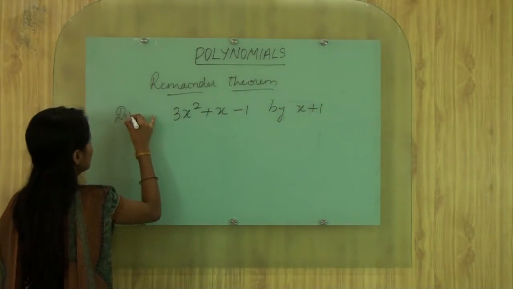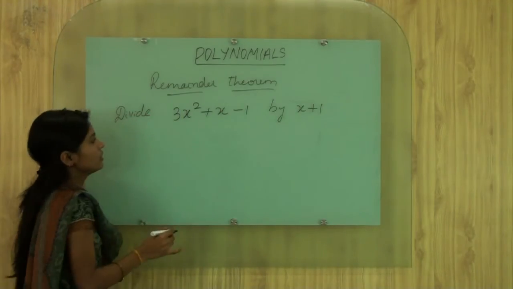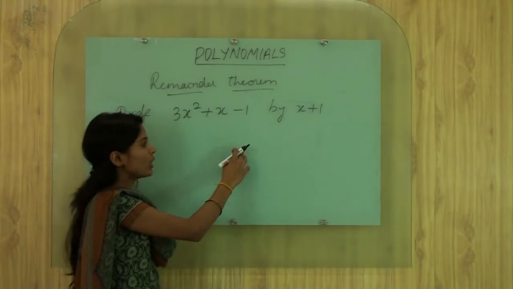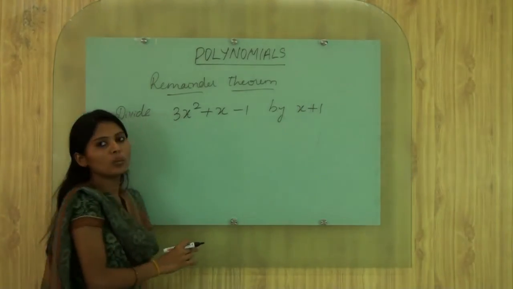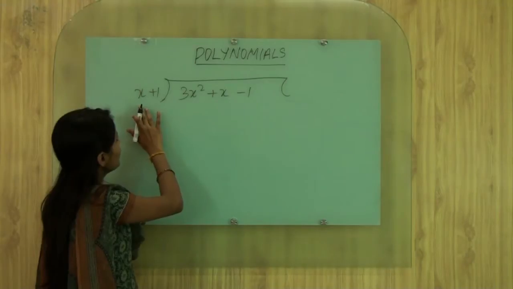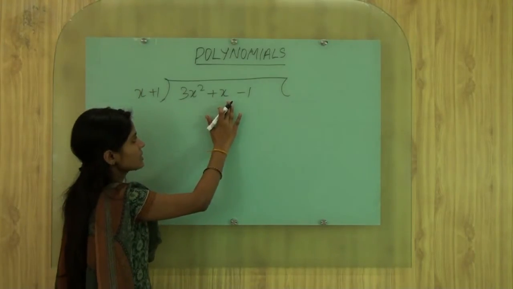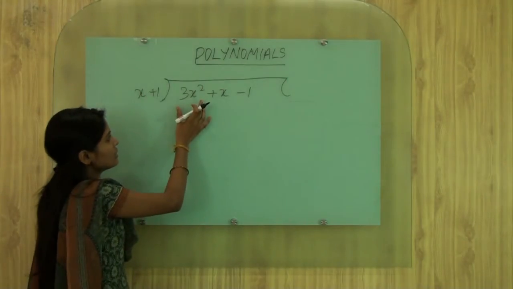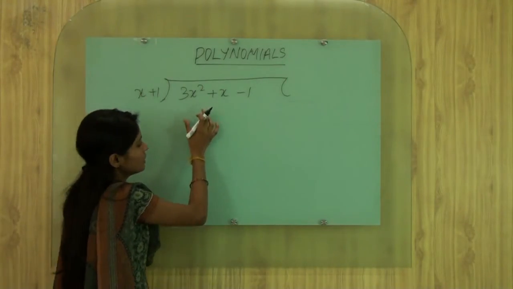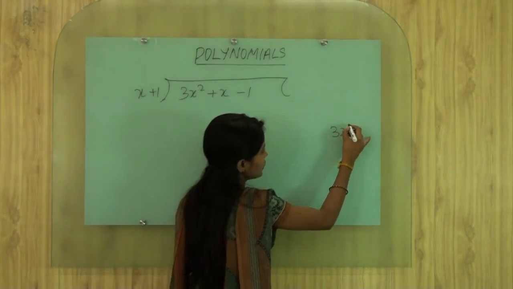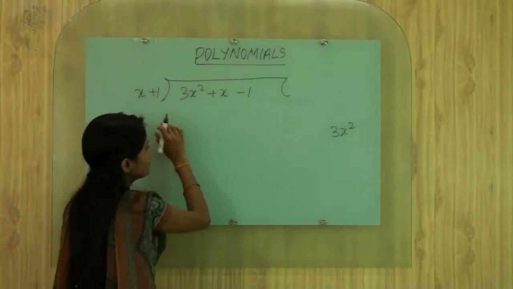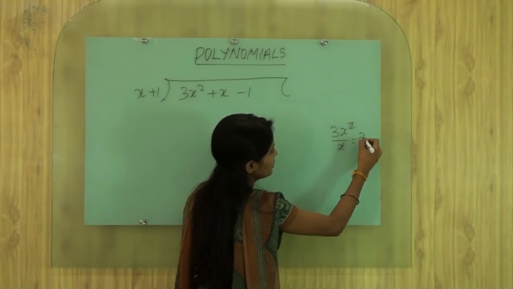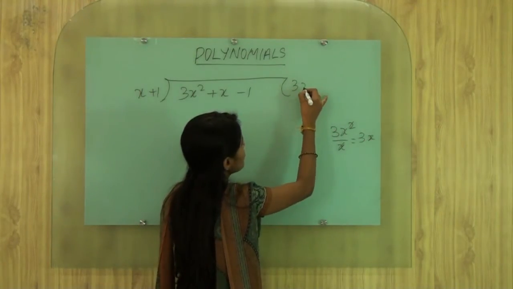Divide 3x square plus x minus 1 by x plus 1. We are dividing 3x square plus x minus 1 by x plus 1. Consider the first term of your dividend, 3x square, divided by x. So you will get 3x. Take 3x as a quotient.